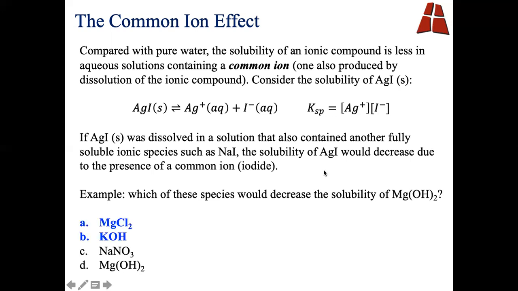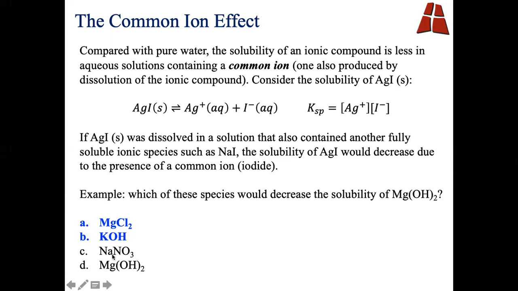It would actually be A and B. When we add magnesium chloride, some, if not all, of that magnesium chloride would dissolve and contribute the common ion, Mg2+. And if we dissolved potassium hydroxide, then we would have a greater concentration of hydroxide from the KOH that would contribute to a lesser solubility for magnesium hydroxide.